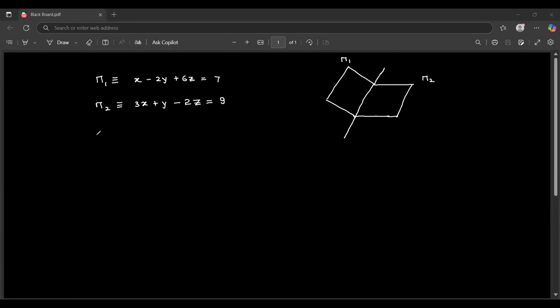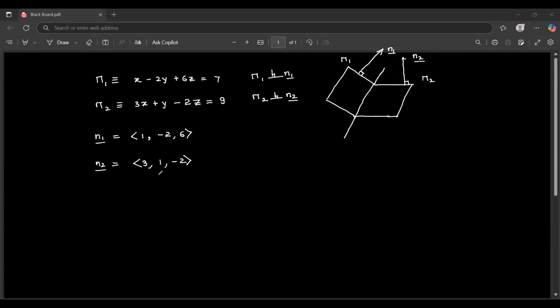First of all, we have to find n1. π1 is perpendicular to n1, which means n1 goes like this, this is 90 degrees, and n1 can be written as (1, −2, 6). Similarly, we can give n2, which is the normal vector to π2. So let me draw that too. This is 90 degrees, so this will be n2, and we can say that as (3, 1, −2).